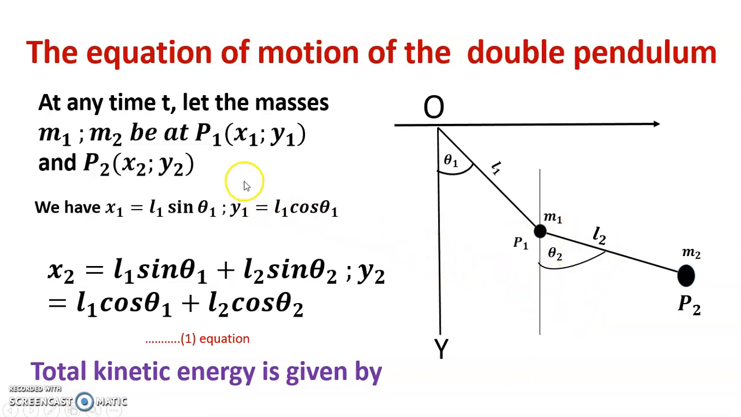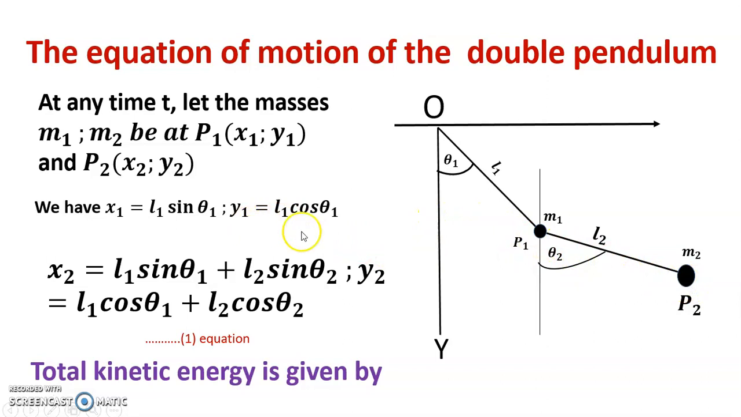Now friends, my question is: how can I get x1 equal to L1 sin theta 1 and y1 equal to L1 cos theta 1? I use a trigonometric concept, friends. x1 is equal to L1 sin theta 1, and L1 cos theta 1 is the y1. So this is my height, this is my position.